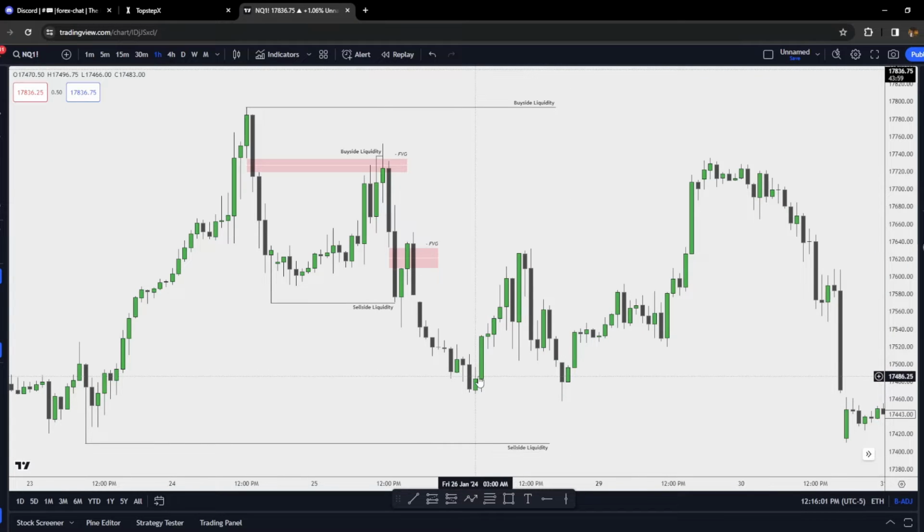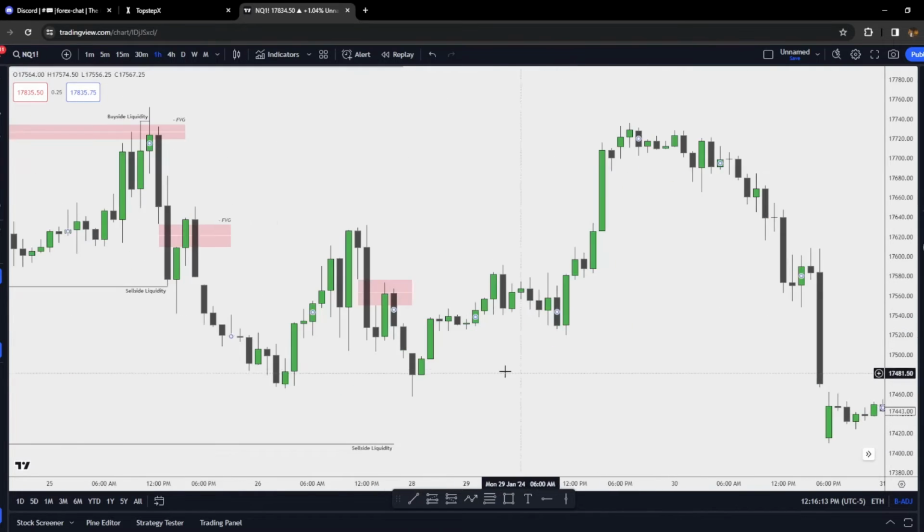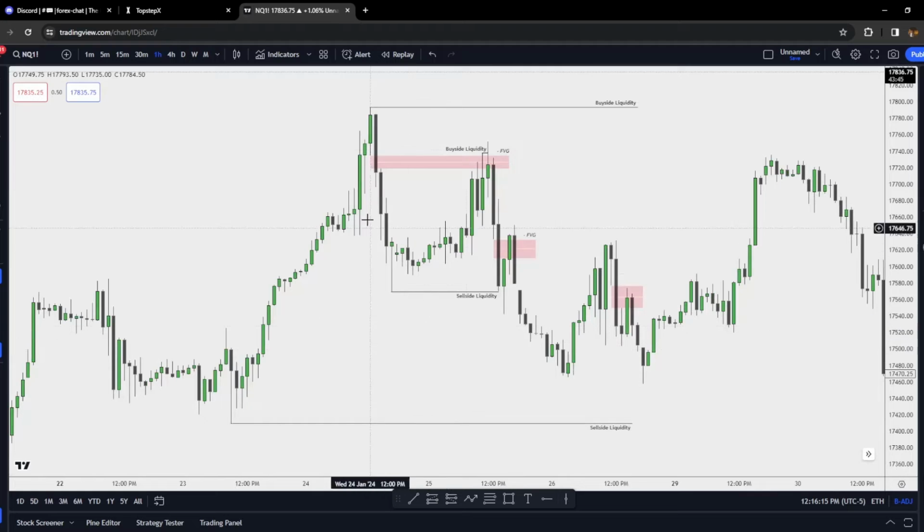So notice right here we make this move higher. We have displacement. We have this fair value gap right here, but right here we create a bearish fair value gap. So right here, our eyes want to be drawn to this because technically we are in bearish structure, right? We are respecting these bearish fair value gaps.